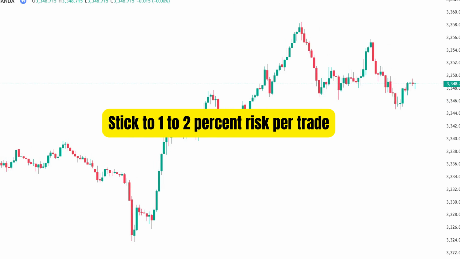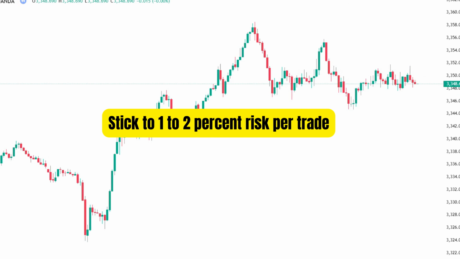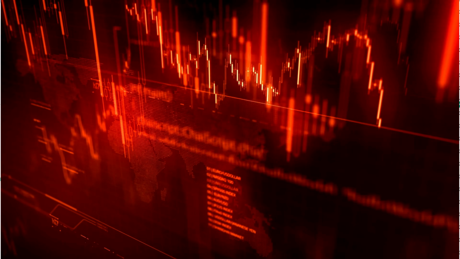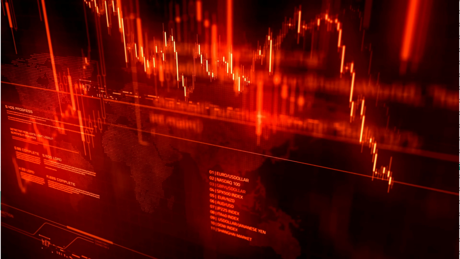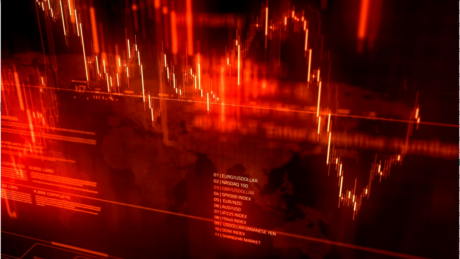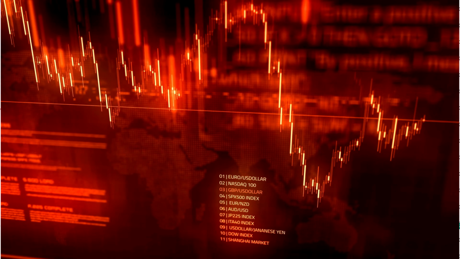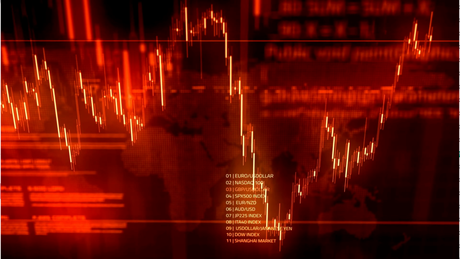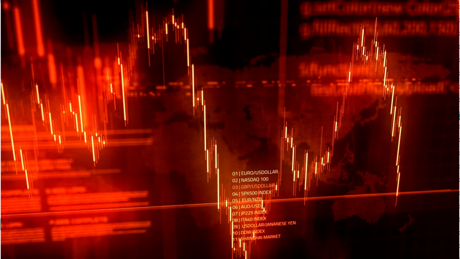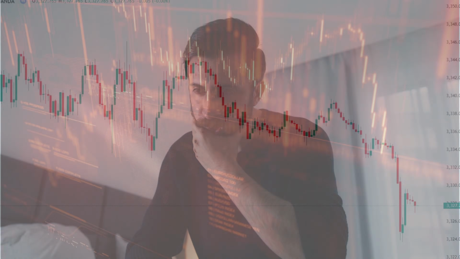Stick to 1 to 2% risk per trade, period. That means if you lose 5 trades in a row, your account is still alive. This game isn't about hitting one home run. It's about staying in the game long enough to compound small, smart wins. If the first setup misses or ends at break-even, let it go. Don't take a second trade out of frustration. That's how traders turn good days into red ones. Remember, patience is a position too.